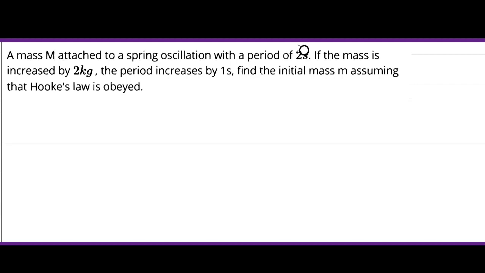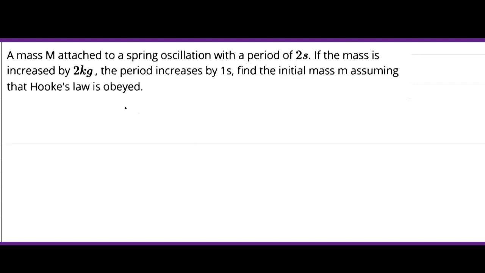Hello everyone. So our question is: a mass m is attached to a spring oscillating with a period of 2 seconds. If the mass is increased by 2 kg, the period is increased by 1 second. Find the initial mass m, assuming that Hooke's law is obeyed. Now we have been given that the time period of oscillation is 2 seconds, and when the mass is increased by 2 kg, the time period also increases by 1 second. We have to find the initial mass m.